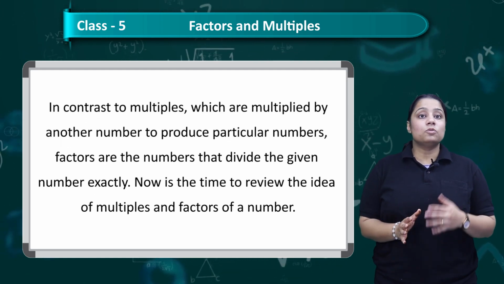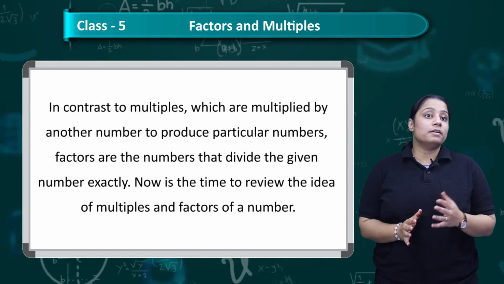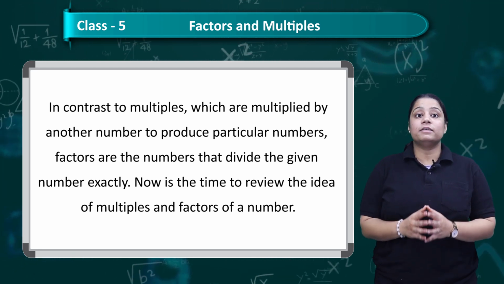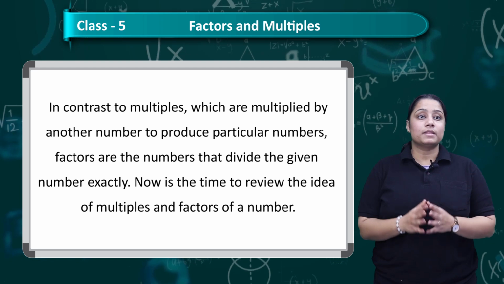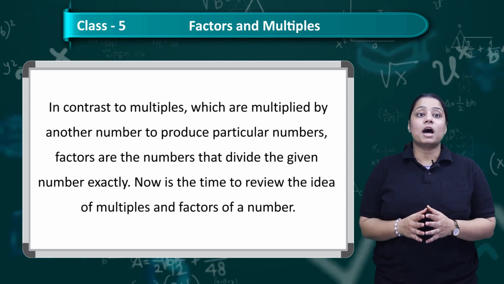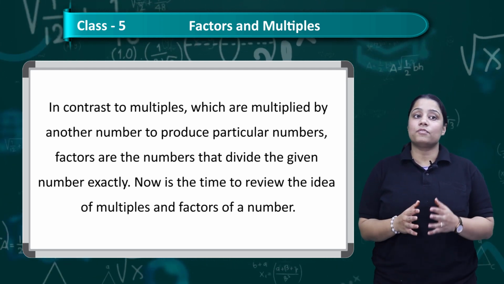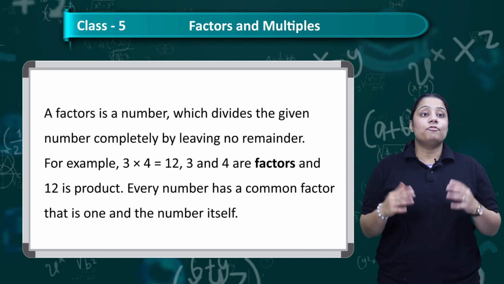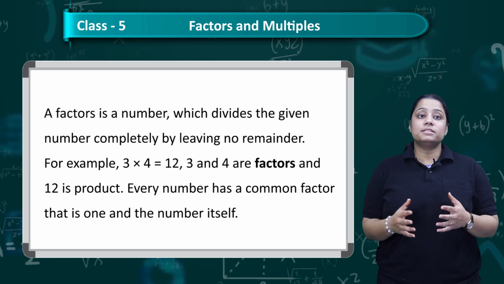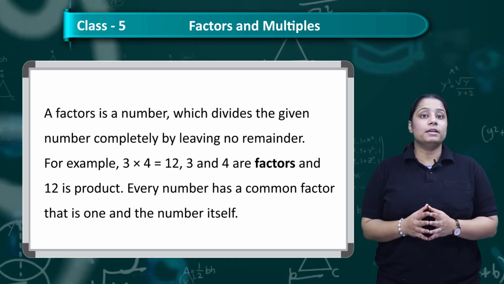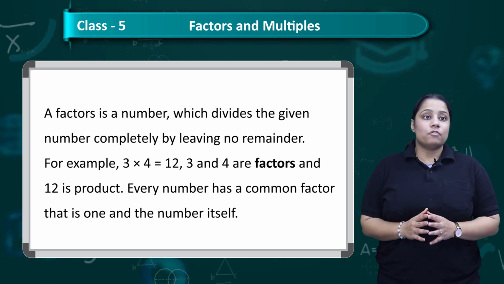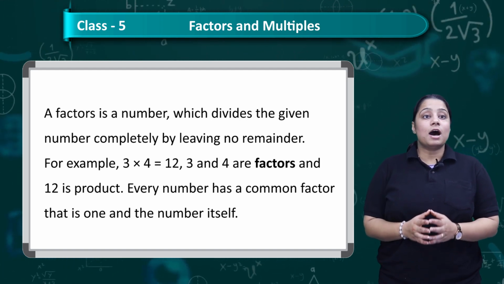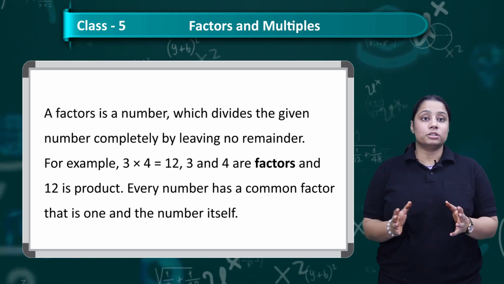In contrast to multiples, which are multiplied by another number to produce particular numbers, factors are the numbers that divide the given number exactly. Now is the time to review the idea of multiples and factors of a number. Factor: a factor is a number which divides the given number completely, leaving no remainder. For example, 3 times 4 is equal to 12. 3 and 4 are factors and 12 is the product.